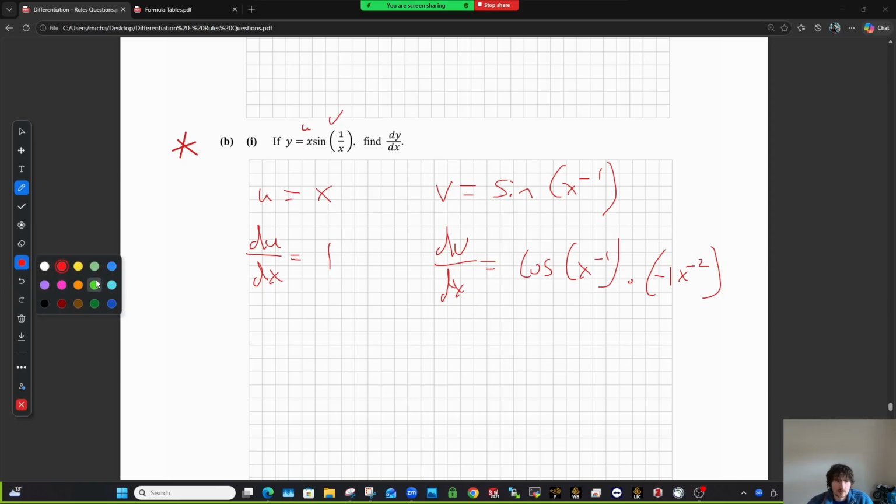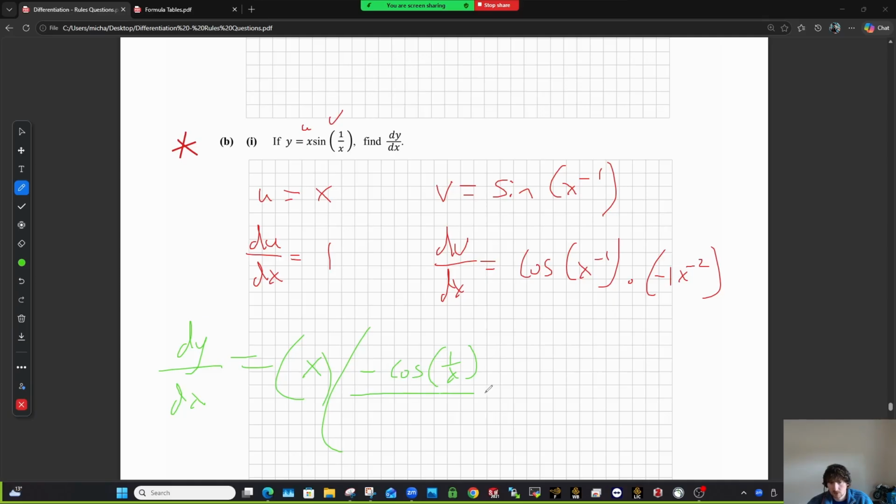So then we sub into our product rule formula, dy dx equals u multiplied by dv dx, which is this thing. I'll tidy it up. This will be a minus 1 over x squared out the front. So it's really minus cos 1 over x in here, because that's what cos minus 1 is, all over an x squared. And then it's plus v times du dx, so that's nice and simple. It's just sine 1 over x.